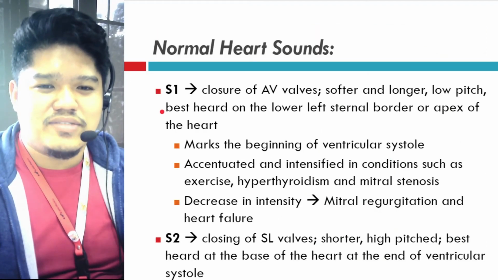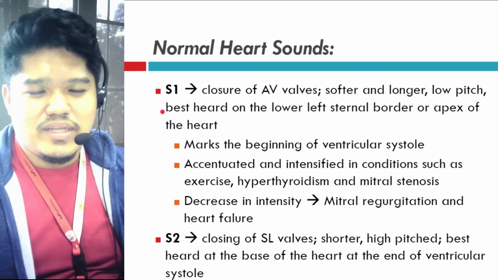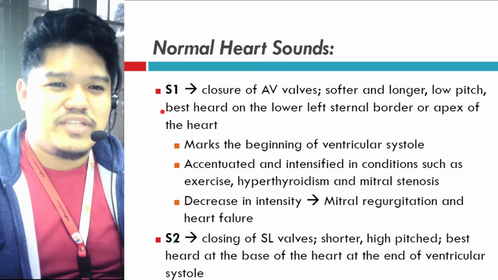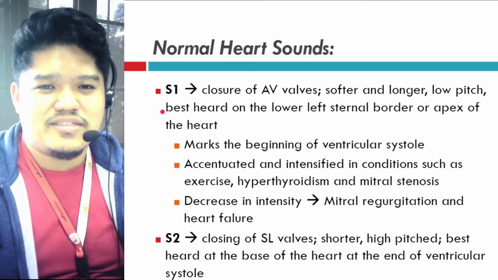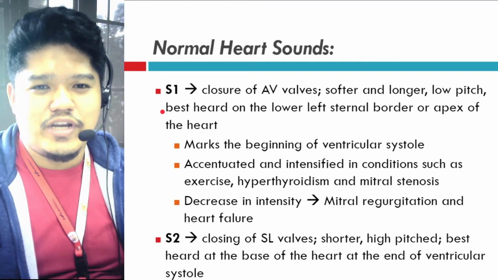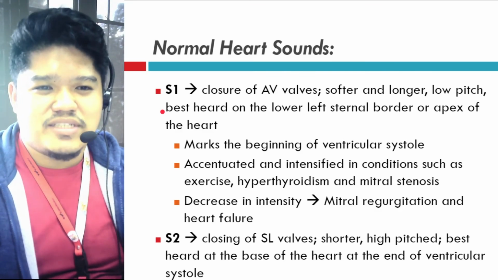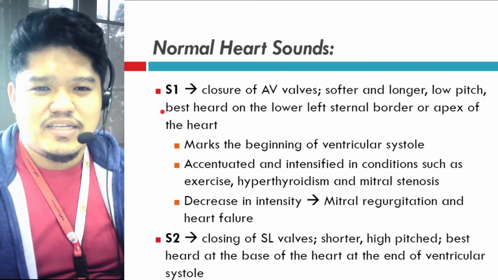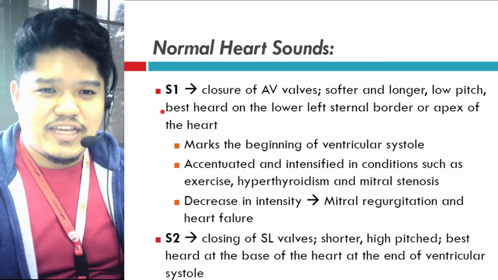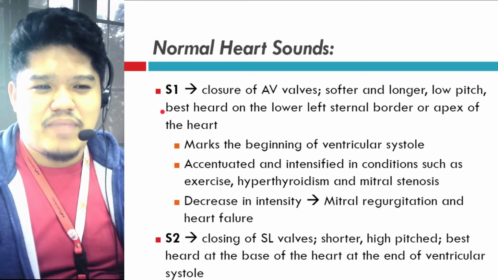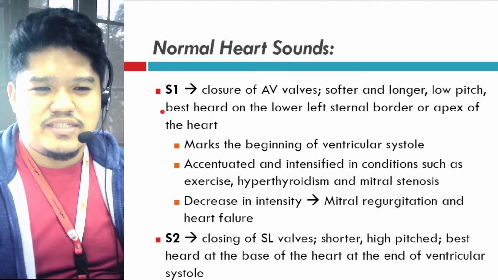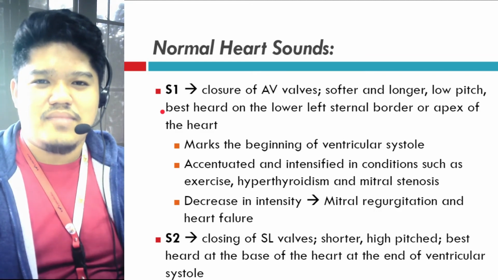The normal heart sounds are your S1 and S2. S1 is made by the closure of the AV valves, which is usually softer and longer. It is low pitched and it is best heard over the left sternal border or the apex of the heart. It marks the beginning of the ventricular systole and is accentuated and intensified in conditions such as exercise, hyperthyroidism, and mitral stenosis. Decrease in intensity is usually seen in cases with mitral regurgitation and heart failure.